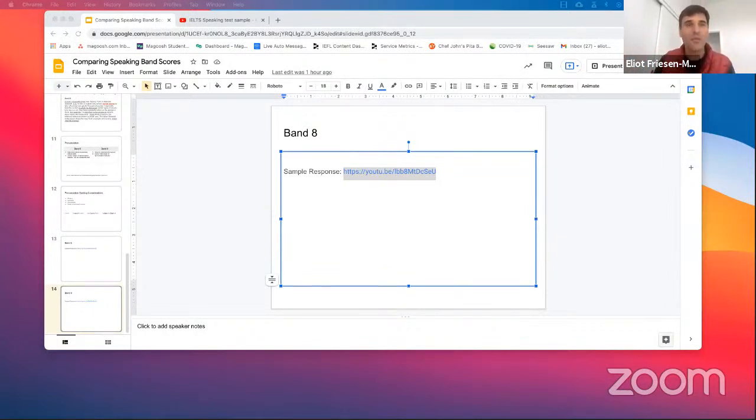It's also helpful to get a sense of what happens in the IELTS interview if you've never done one before. So I really encourage you to go look at some of those example interviews, and this band score 8 one is a good one. You should be able to see, based on the discussion we've had today, the relative differences between the band 8 response and the band 6 response.